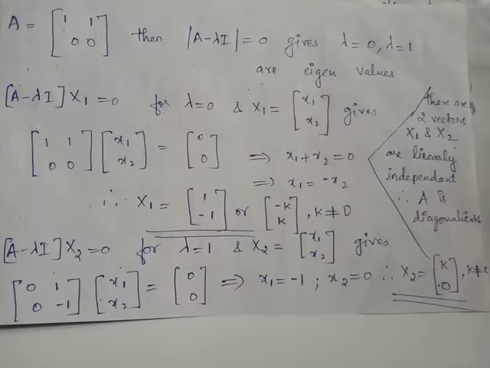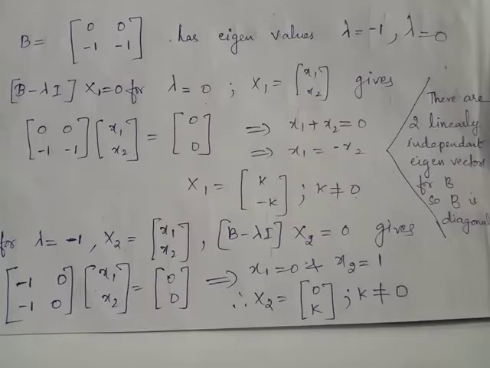So we have to strictly multiply the matrix and find out the expressions for x1 and x2. We obtained x1 equals minus k, k, where k not equals 0, as the general format of the eigenvector for lambda equals 0. Similarly, for lambda equals 1, we obtain the eigenvector x2 equals k, 0, where k not equal to 0. Since we obtained two linearly independent eigenvectors here and the order of the matrix is 2, A is a diagonalizable matrix.